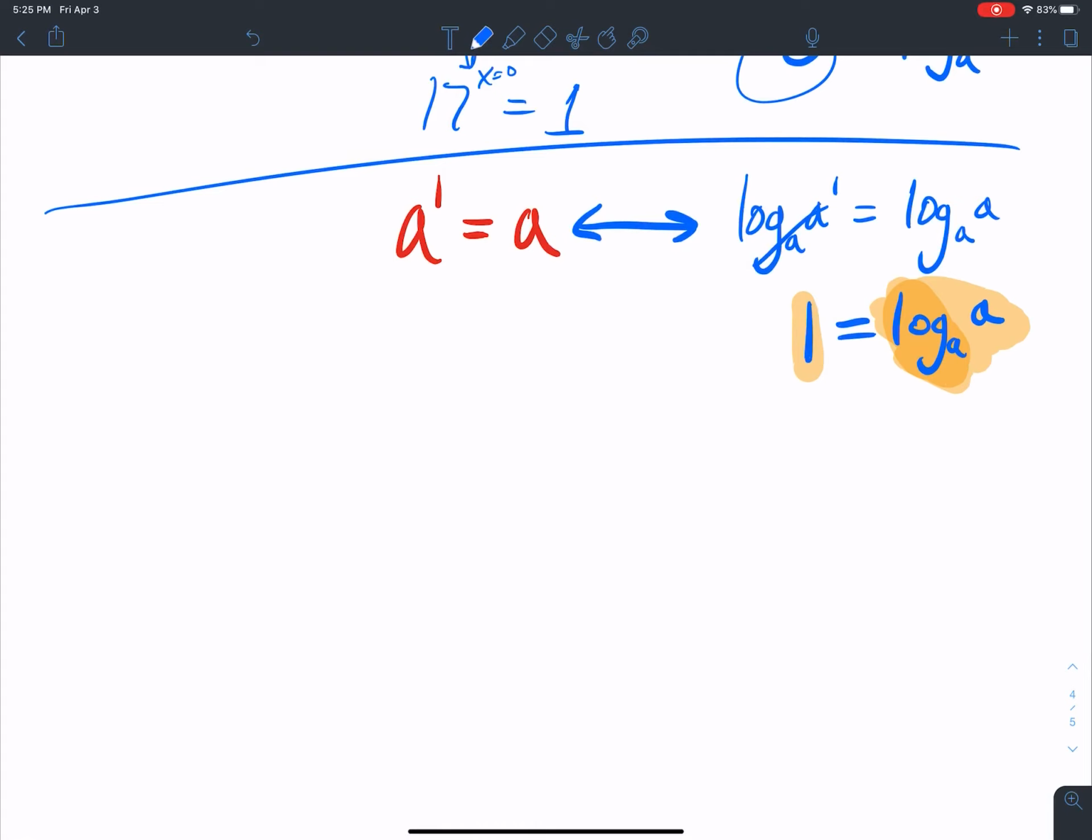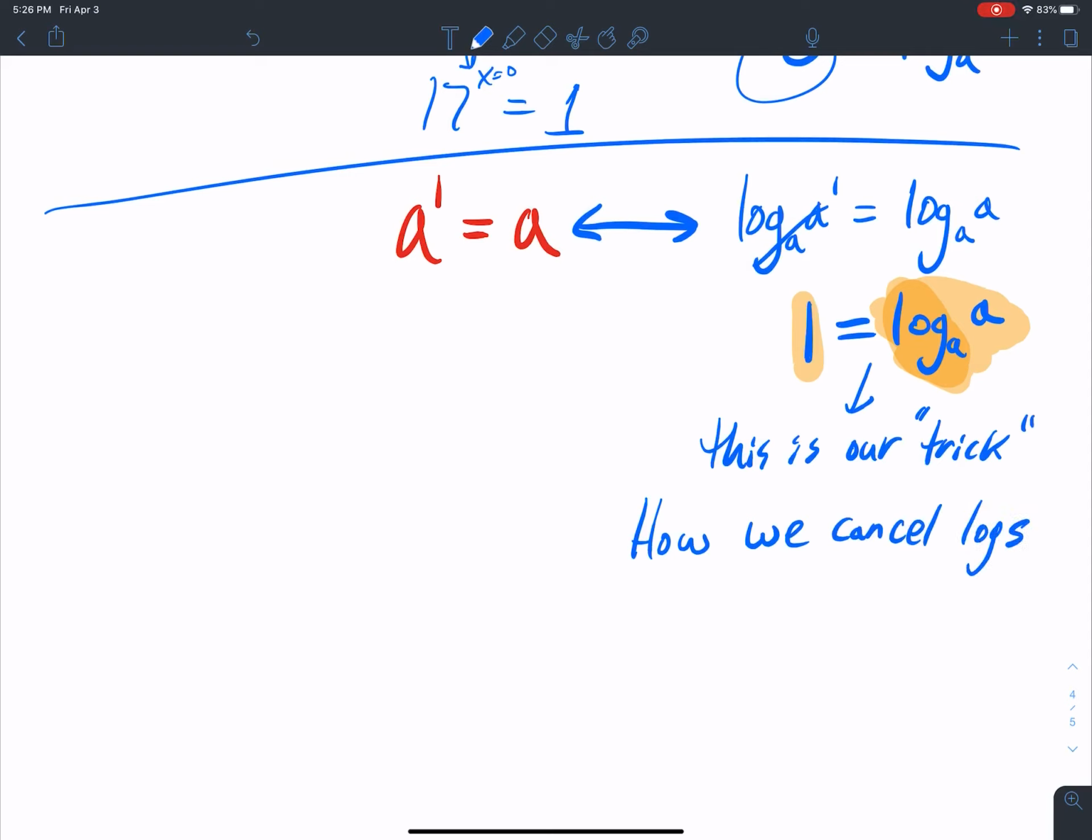I always think of my logs as exponents, because the answer to a logarithm is an exponent. That's kind of how I think about it. So this is our trick. It's a really handy trick, right? It's a good way to think about it. So this is how we cancel logs. Okay, this is how we cancel our logs.